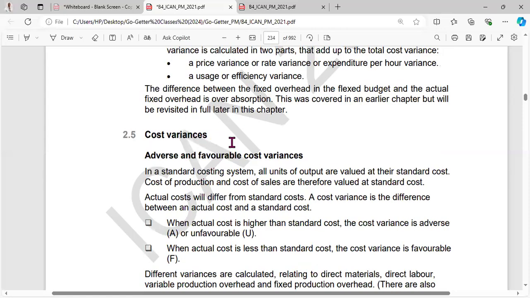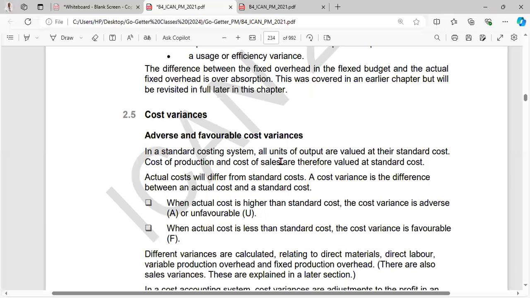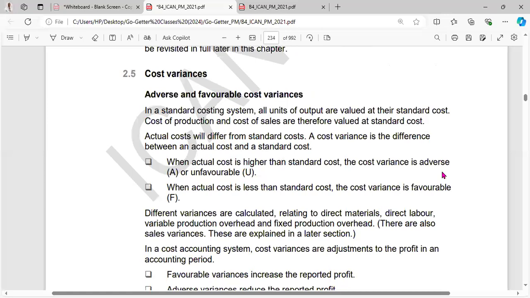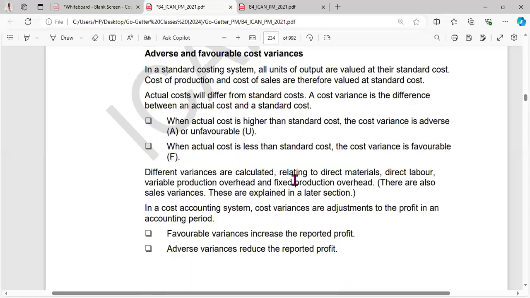This is talking about adverse and favorable. We said that when actual cost is higher than the standard, the cost is adverse. Like I said, when actual is higher than expected, or expected is lower than actual, then it is adverse. But when actual is lower than expected, then it's favorable. It's the same thing, and it relates to all the variances.